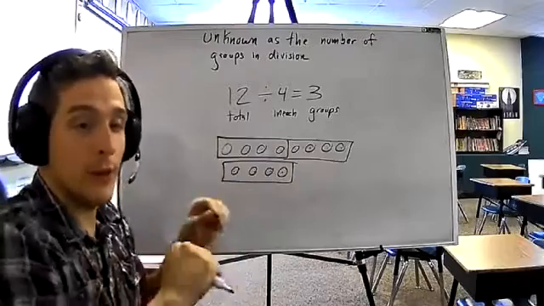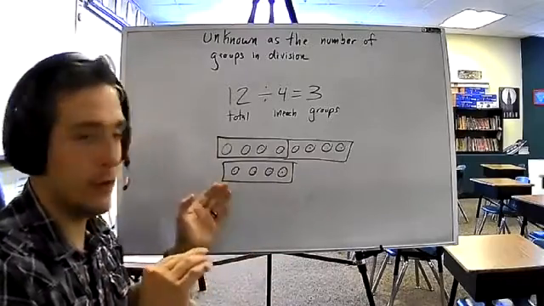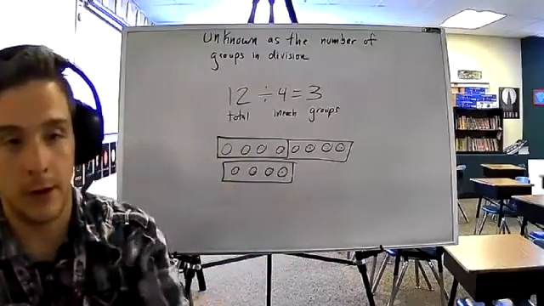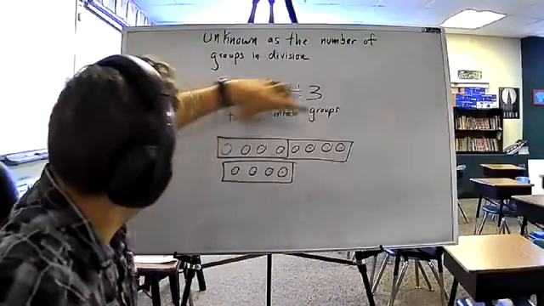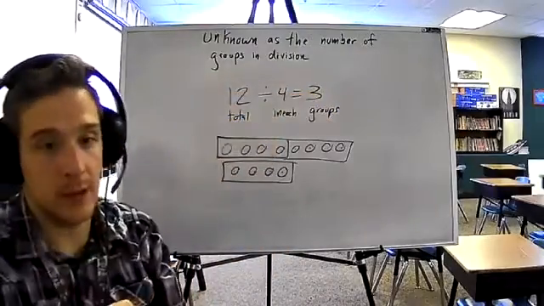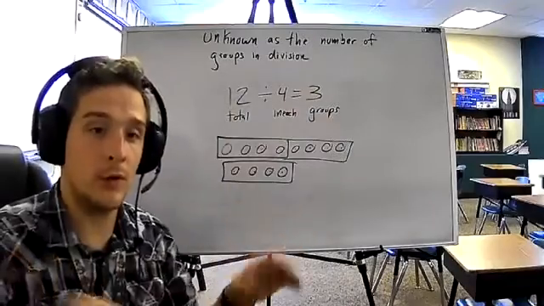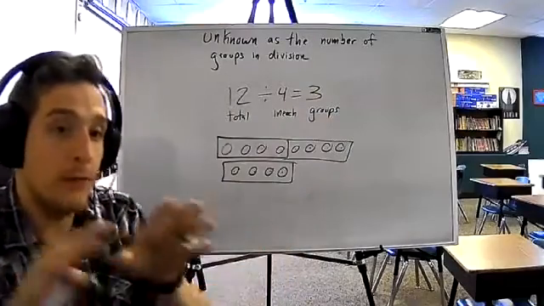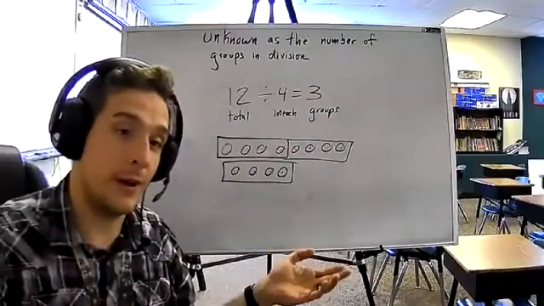So this is how it looks differently than the other one. This one is trying to find out how many groups there are. So this shows there's 1, 2, 3 groups. If we had a total of 12 split into groups of 4, and we're trying to find out how many groups there were.